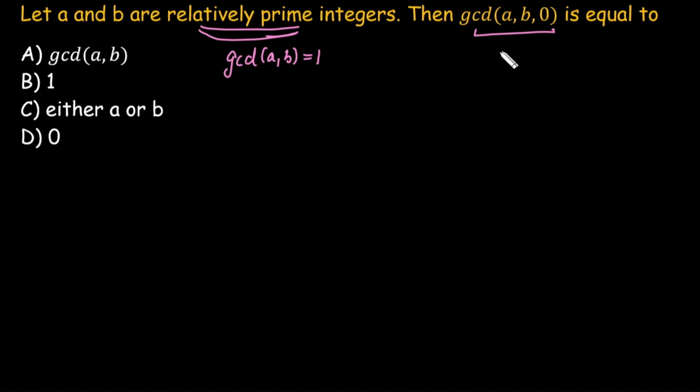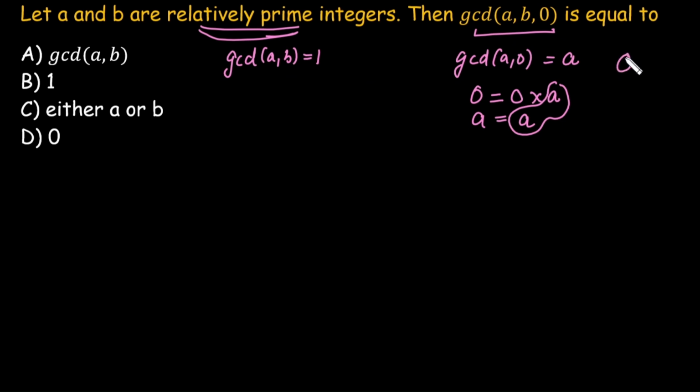So whenever we have 0, GCD of A and 0 is always A. Because we can write 0 as 0 into A and A as A. So what is a common divisor? A. Or we can say that whatever the GCD we have for A and B, that must divide 0, because 0 is divisible by every non-zero number. So in this case, GCD of A, B, 0 is equal to GCD of A, B, because we can ignore 0. And what is the GCD of A, B? That is equal to 1.